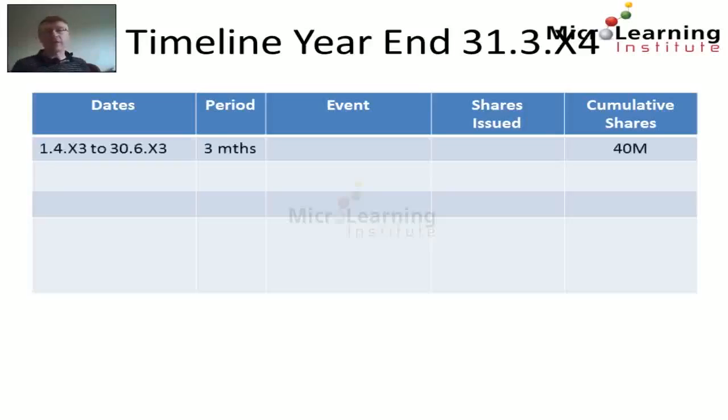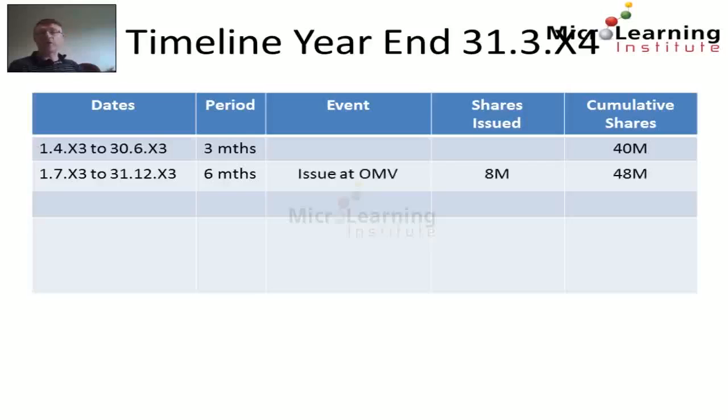So, from the 1st of April X3 to the 30th of June X3, that's a 3-month period, we had 40 million shares in circulation. Then, on the 1st of July and running all the way to the 31st of December, which is a period of 6 months, we had a full issue at open market value of 8 million shares. So cumulatively, the number of shares in circulation for that period increased to 48 million.